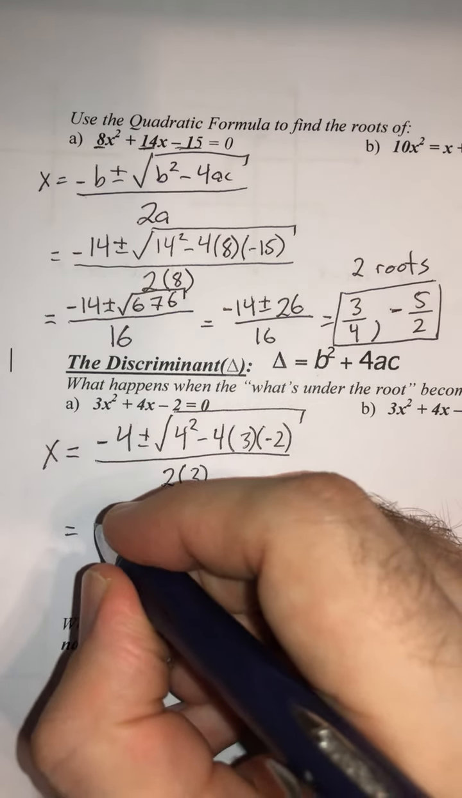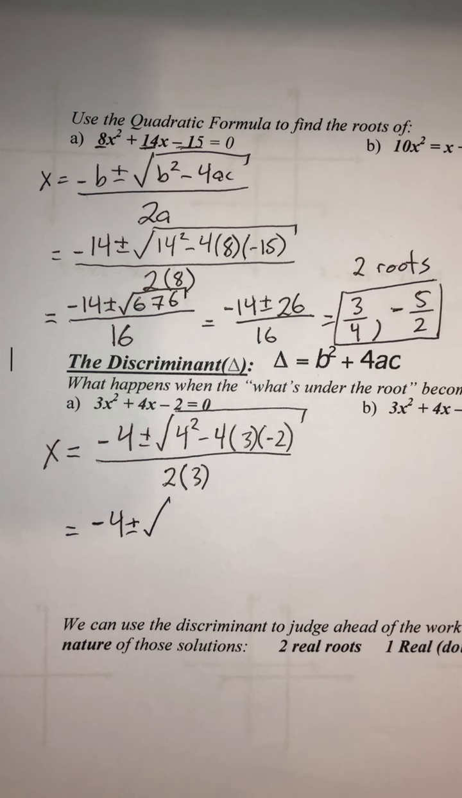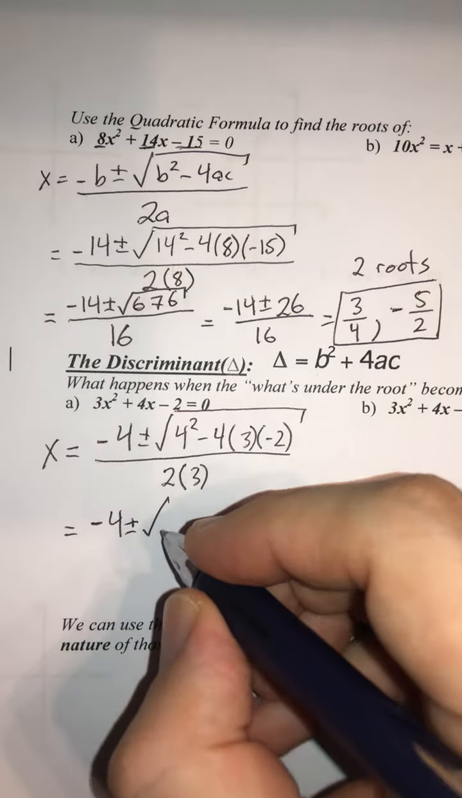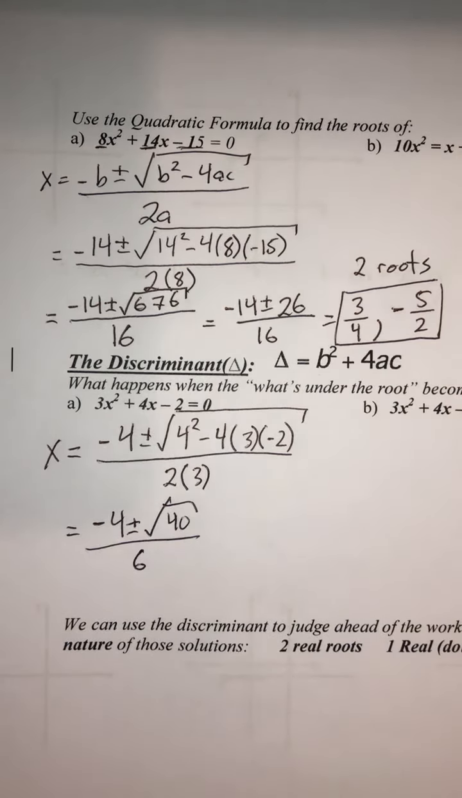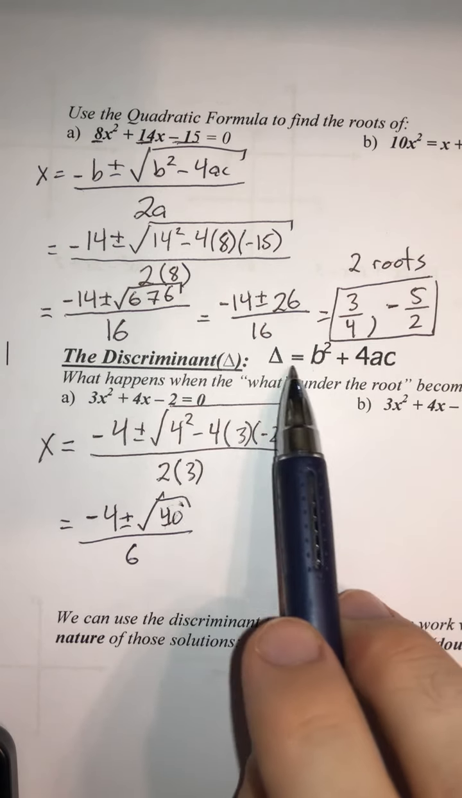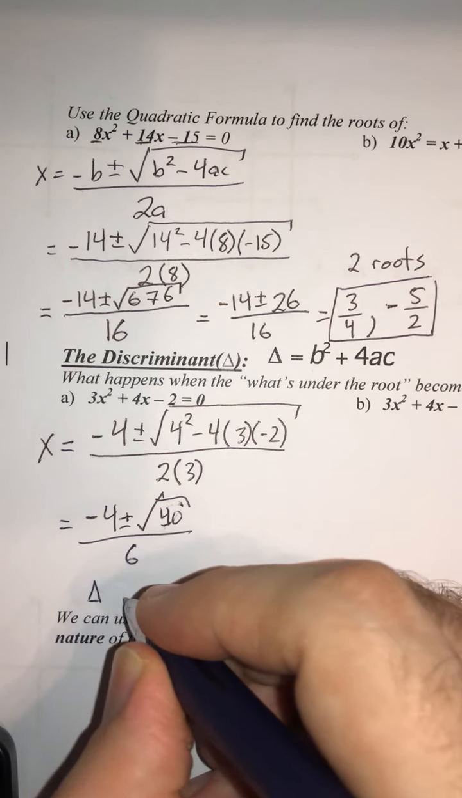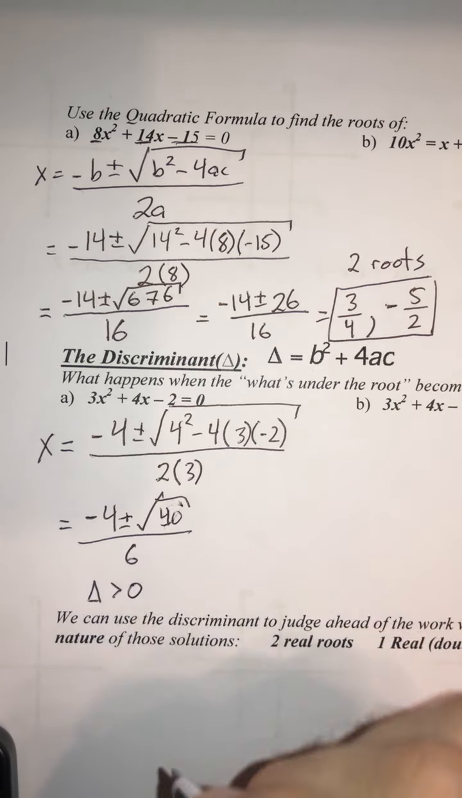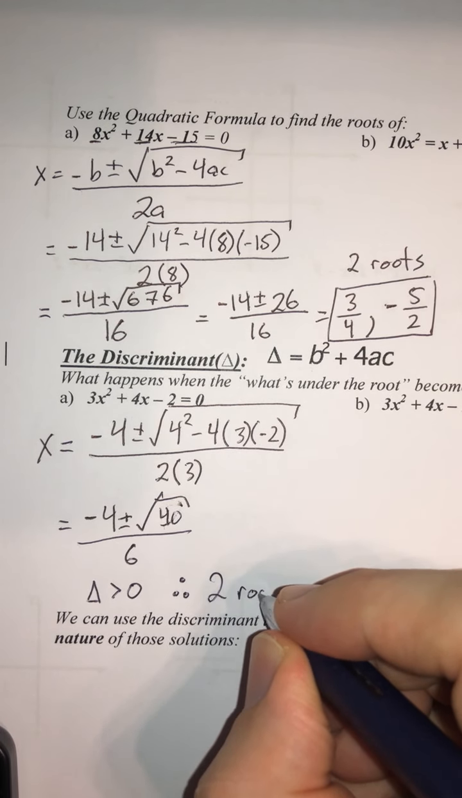So we would get negative 4 plus or minus the square root of 4 squared minus 4 times 3 times negative 2. So we'd get the square root of 40 over 6. Notice in this case, we've got a positive number inside the square root. So this value is positive, so the discriminant here is greater than 0. Therefore, we're going to have 2 roots.